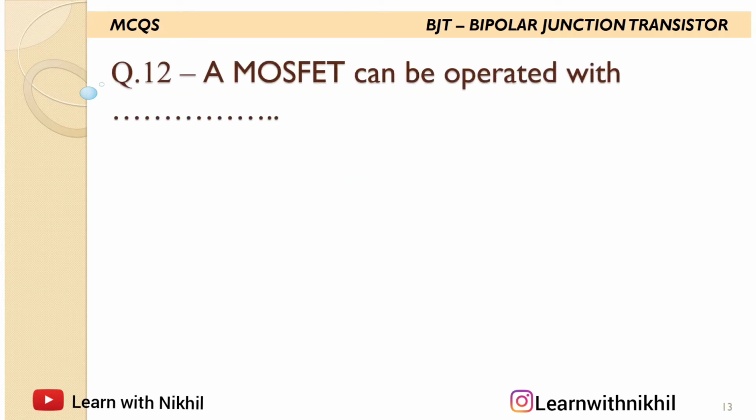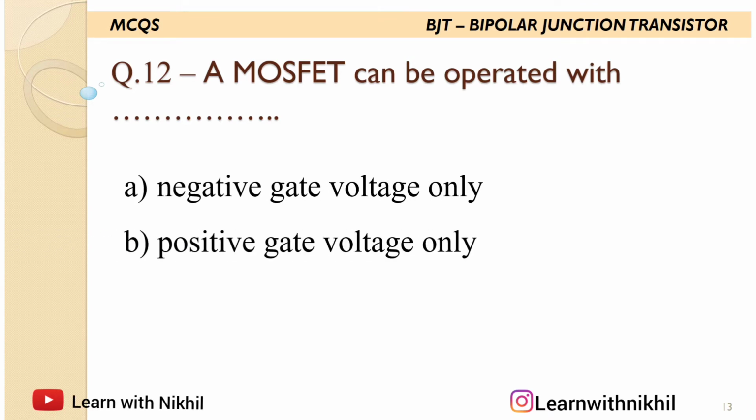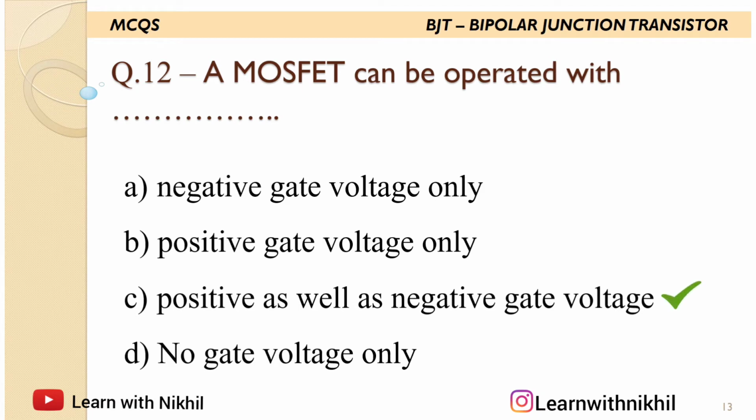A MOSFET can be operated with negative gate voltage only, positive gate voltage only, positive as well as negative gate voltage, or no gate voltage. So as you know, MOSFET can be operated with both positive as well as negative gate voltage, and it can also be operated with zero gate voltage.